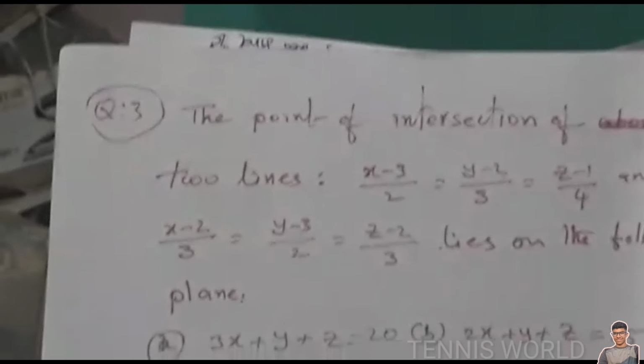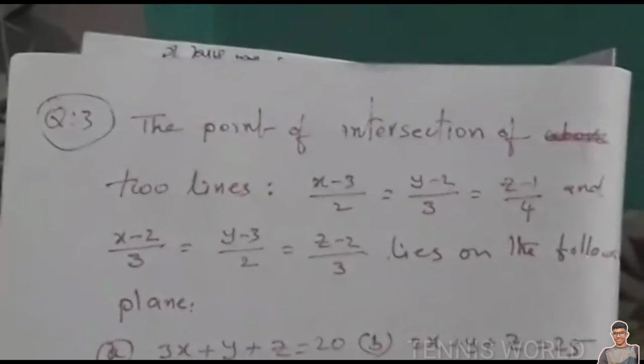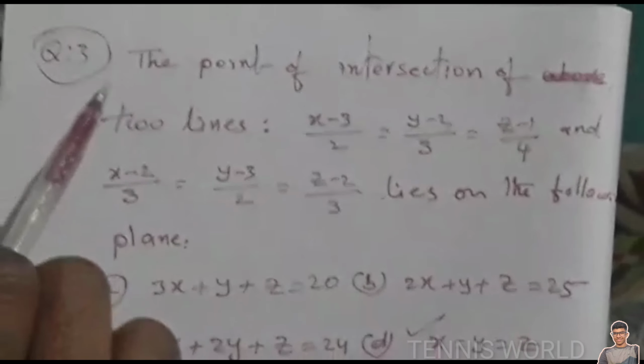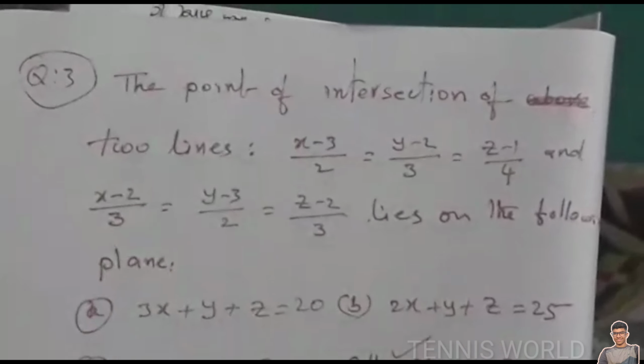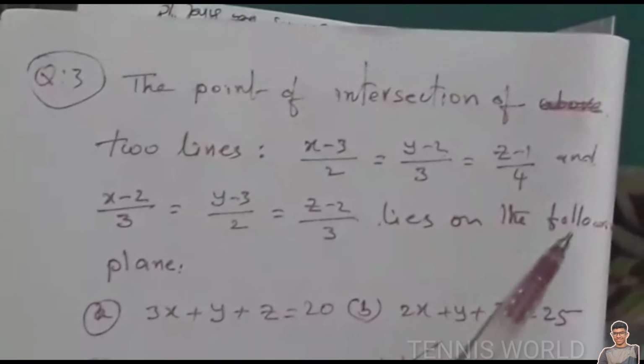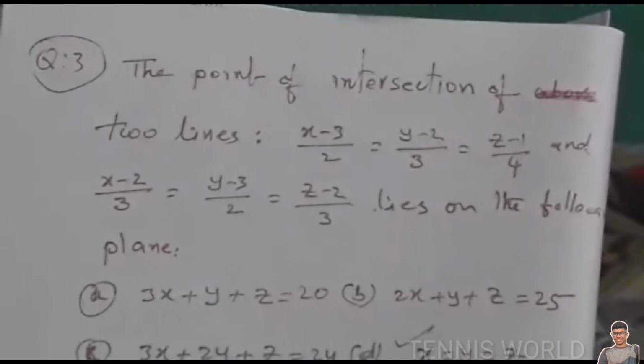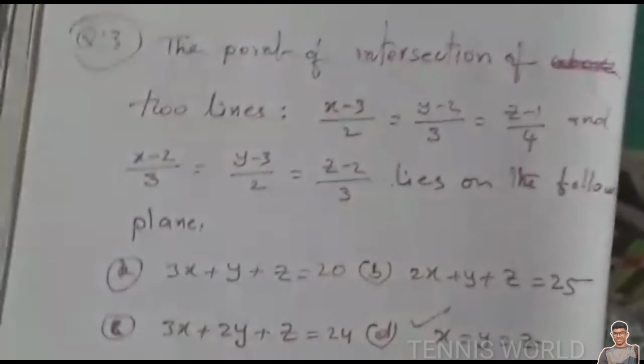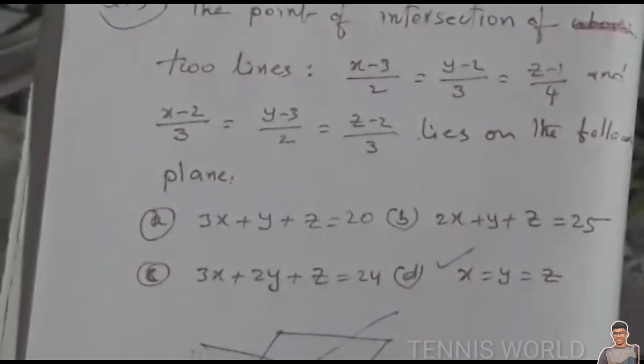Last problem. See, that's a very important problem. See the question carefully. The question is asking: the point of intersection of these two lines lies on which plane? What is the meaning of point of intersection? Where the given two lines are meeting, that meeting point is called a point of intersection.